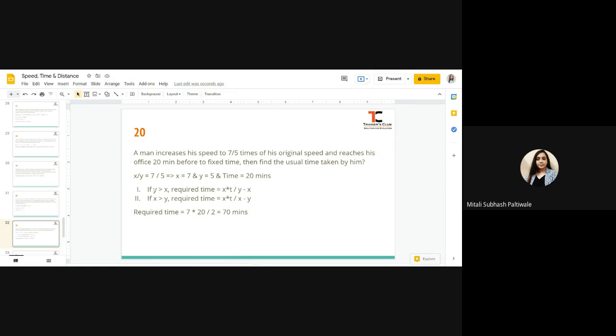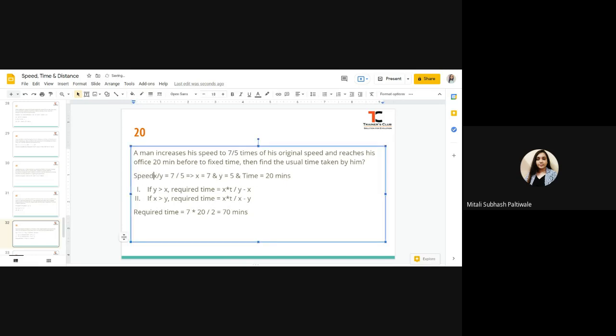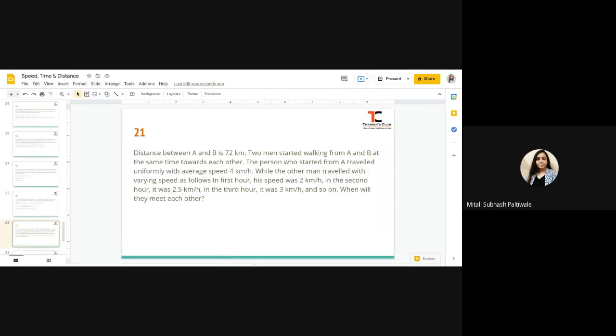Look at this. We have to keep this in ratio always, distance by time. So it is 7 by 5 times of his original speed. Speed is nothing but x by y. So x by y is 7 by 5, where x is 7 and y is 5, and time is given, that is 20 minutes. If x is greater than y, then we go with this equation, and if it is lesser than y, then we go with this equation. Now let's move a little more ahead.